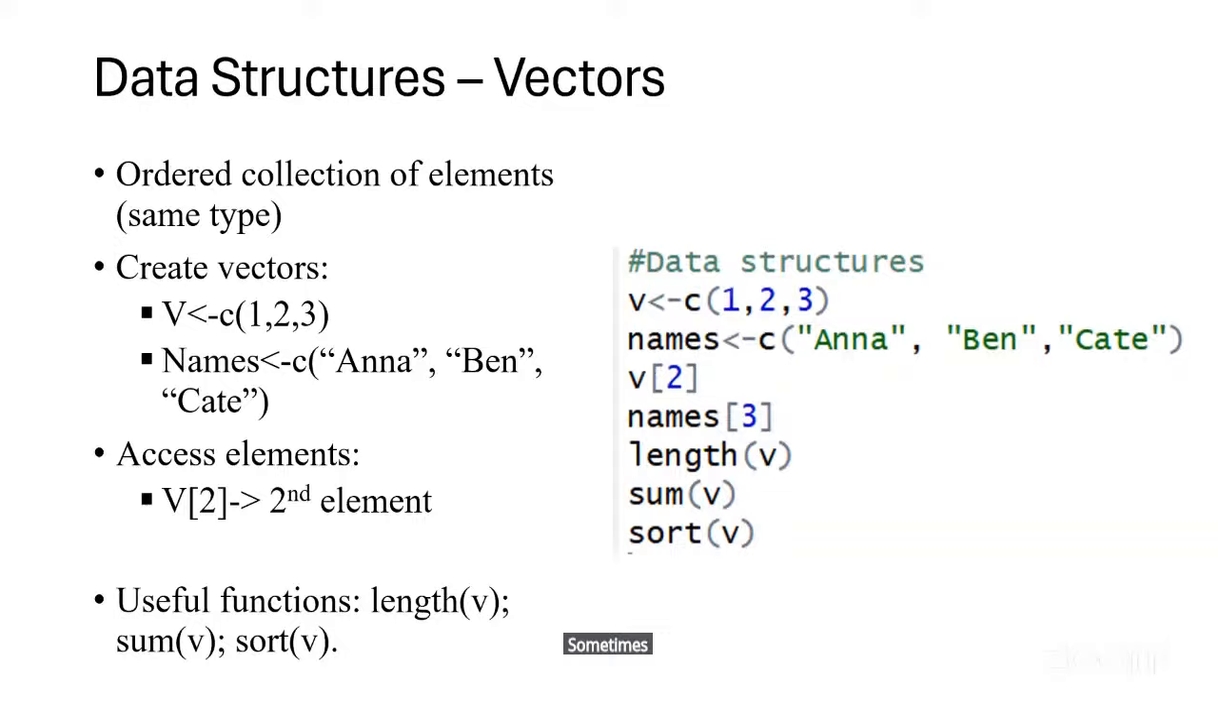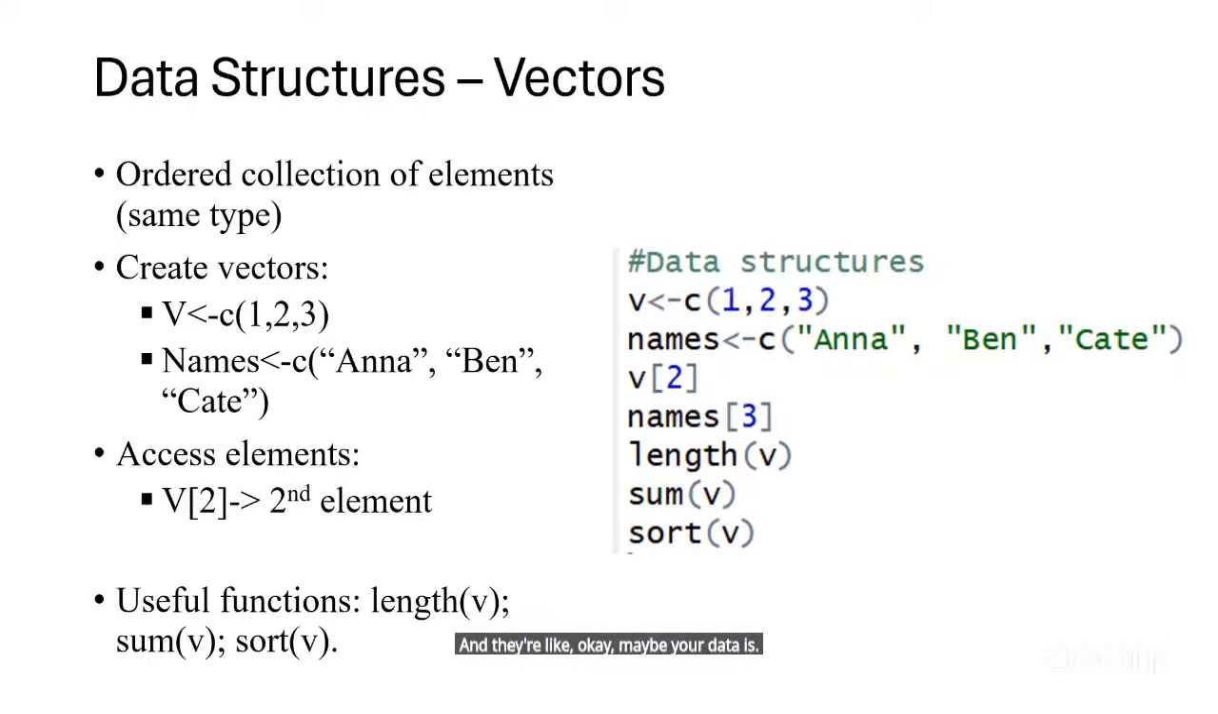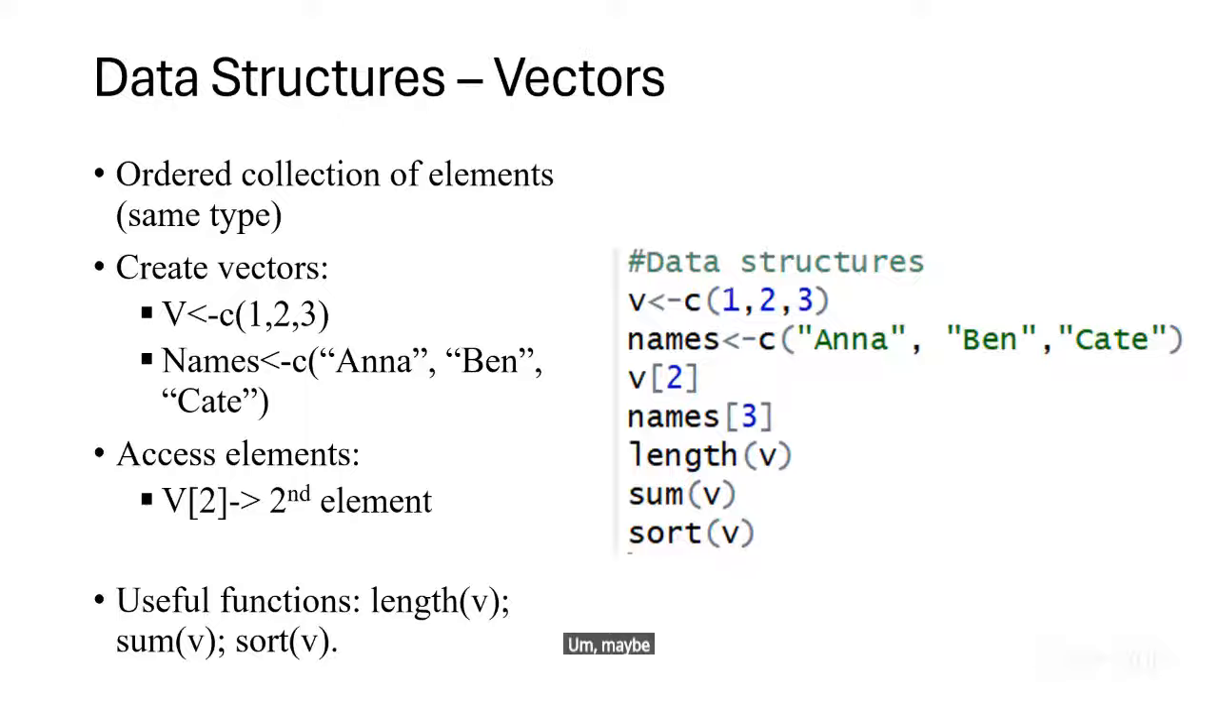Sometimes when you have these vectors, you might want to access different elements. Maybe your data is very big, and you want to pick an element, maybe within the 4th row or in the 3rd position. So if you write V, then in brackets 2, you're telling R to give me the value within the 2nd position, and so it will give you the 2nd element.